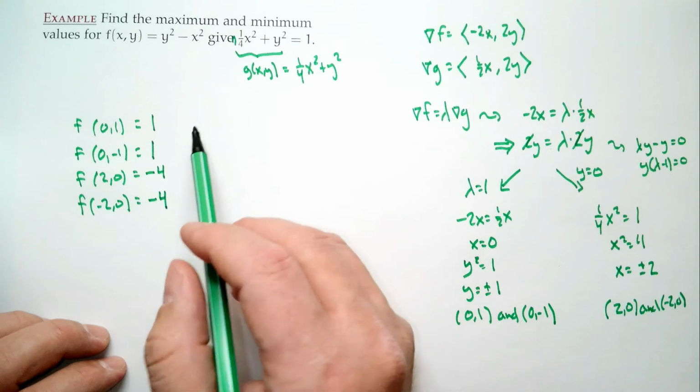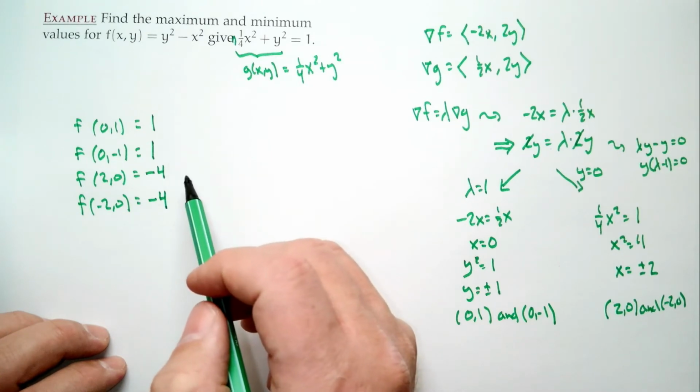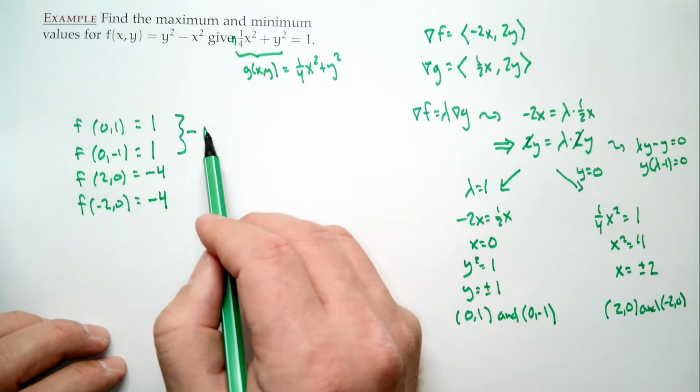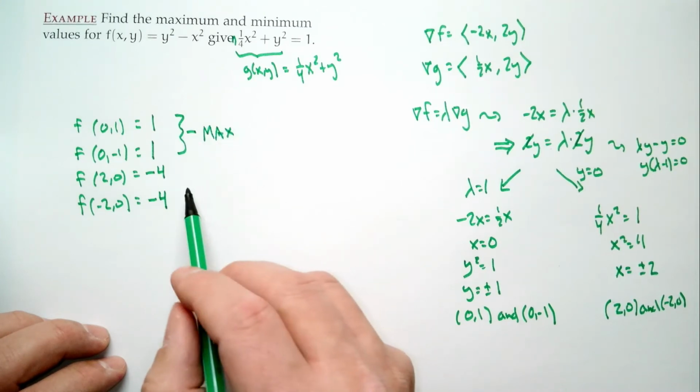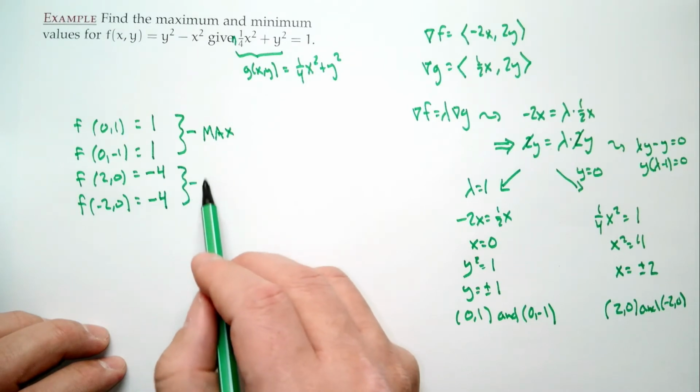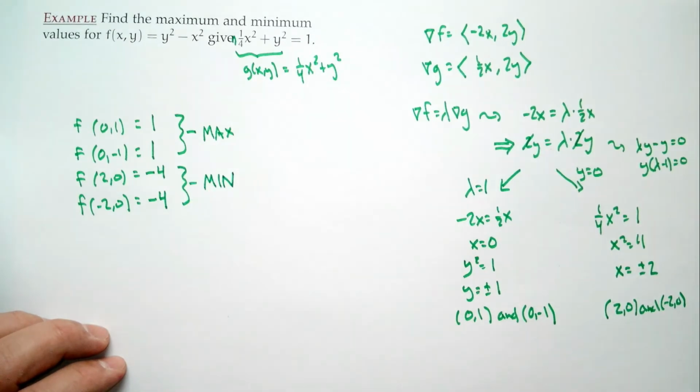And we interpret, well, which number is the largest? The 1. So this is the max. Which number is the smallest? Negative 4. That one's the min. All right? So that's the process. This is one where we didn't solve for lambda, but just a warm-up.